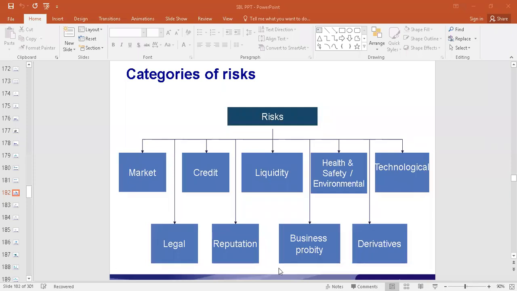Then we see technological risk because of changes in technology. See, whatever investment they have made into technology can become outdated. So all that will become a loss. So technological risk is because of changes in the technology. Whatever was invested already, if it becomes outdated, they will again have to invest into technology once again. So that would be referred to as technological risk.